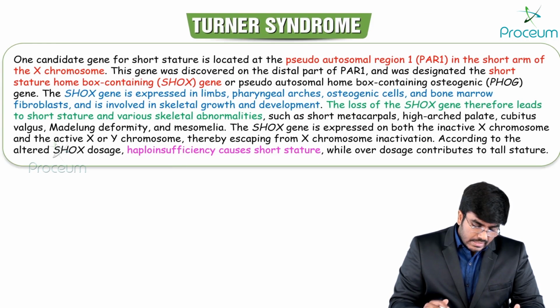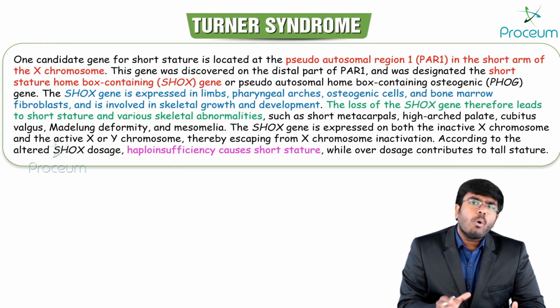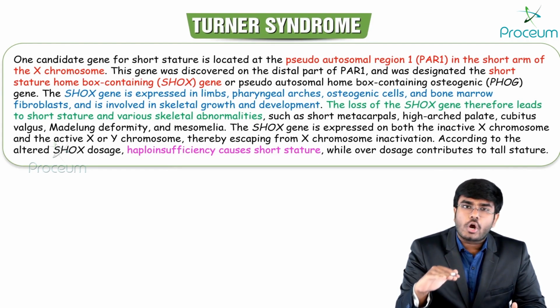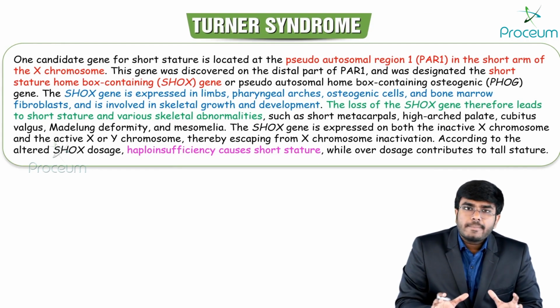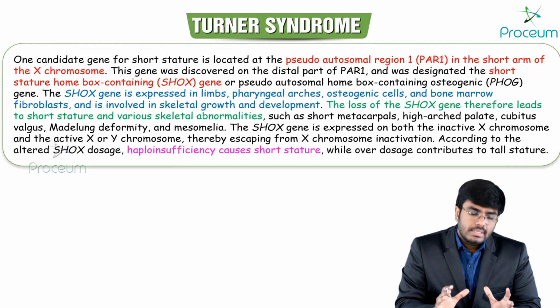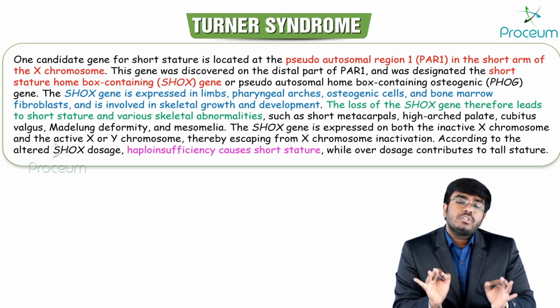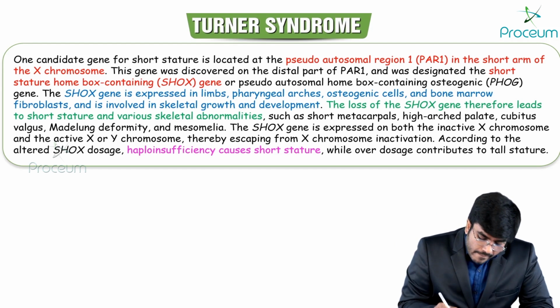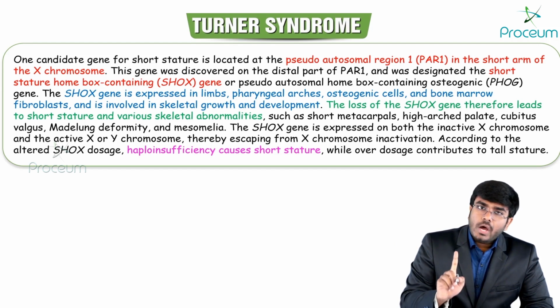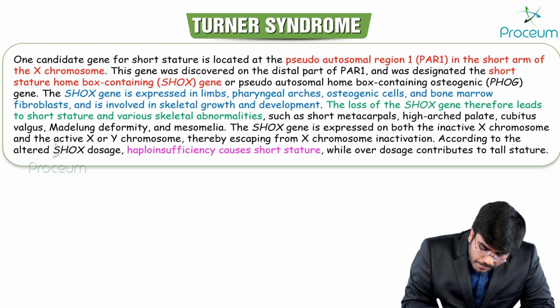Now, after this, let's see some important points about why a Turner female is short. See, there is a lot of information. This I have taken from an article, but a few important points which you need to know are, on the X chromosome, there is a region known as PAR1, pseudoautosomal region 1.